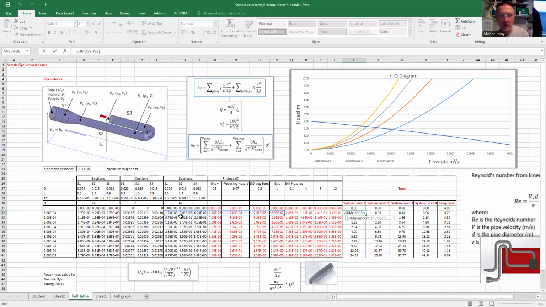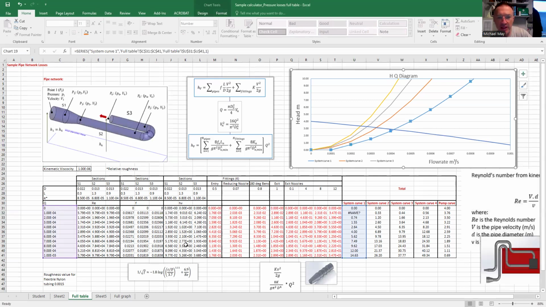So you've got S1, S2, and S3. You've got the entry, the exit, the 180-degree bend, and the reducing nozzle, all being added to produce this value. And then that's done over a range of flow rates to produce this pipe characteristic curve.